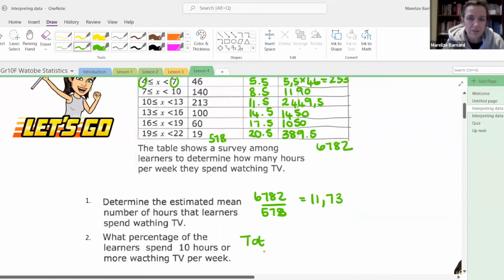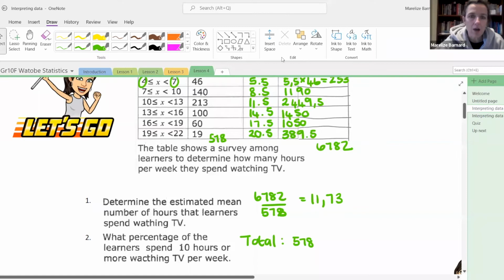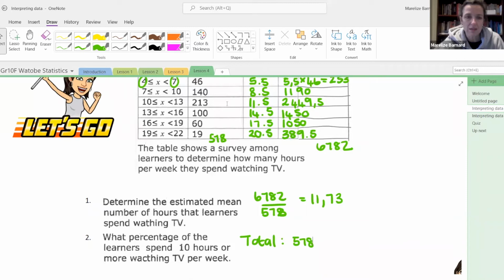Let's write down something that might be useful, the fact that our total number of learners is 578. So can anyone figure out how many of them watch 10 hours or more? Before we worry about the percentage, let's just see how many watch 10 hours or more. So Niyasha says we must add. Niyasha, tell us what we must add. Pop it in the chat if you've got it.